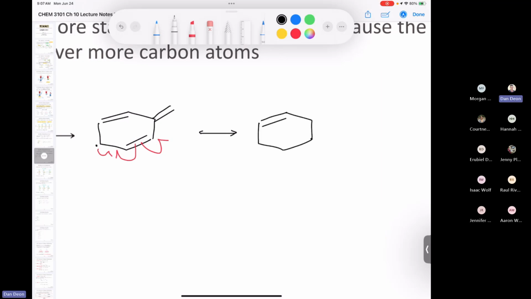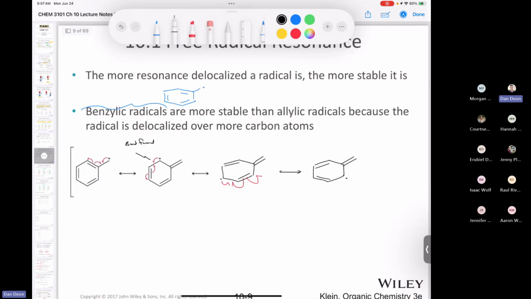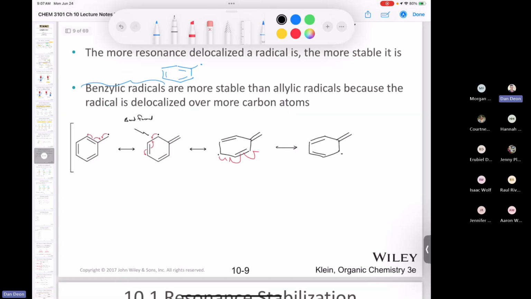I didn't touch this bond. I didn't do anything to this bond, so we'll just leave it the way it is. But I formed a bond here, and now I have an unpaired electron here. Technically, these are all the resonance forms, but I'm going to draw the last one where I put the unpaired electron on the methyl group outside of the ring.